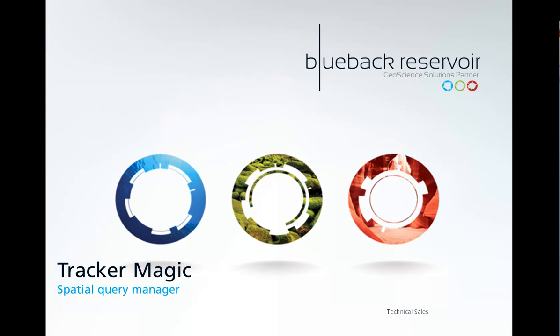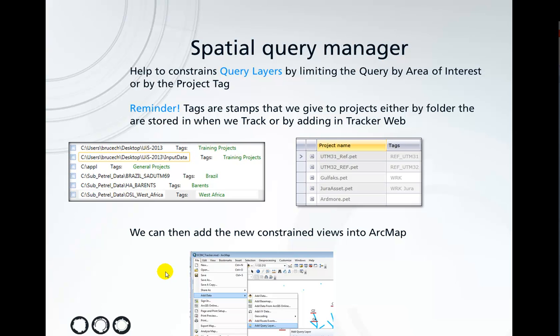In this episode we're going to look at the new Spatial Query Manager in Tracker 5. The Spatial Query Manager will help you to constrain the query layers by limiting them to an area of interest or by project tags. Just to remind you that tags are stamps that we give to projects either by the folder they're stored in when we scan them or by adding them in the Tracker web.